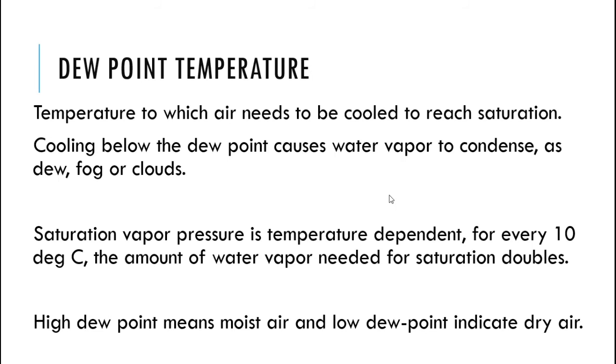High dew point means moist air, and low dew point indicates dry air. Because if you have dry air, the temperature should be colder so that it will condense. Unlike if you have moist air, even though it's at a slightly higher temperature, it can condense because the air is moist.